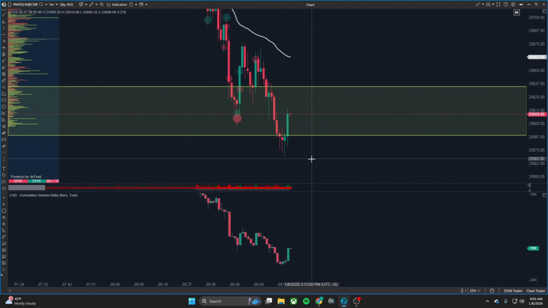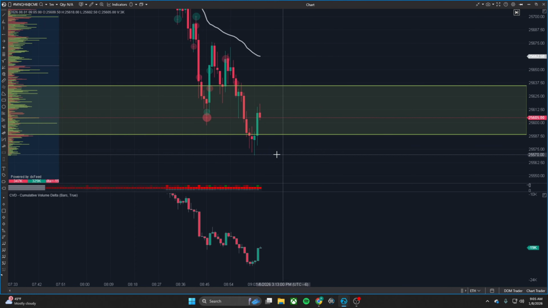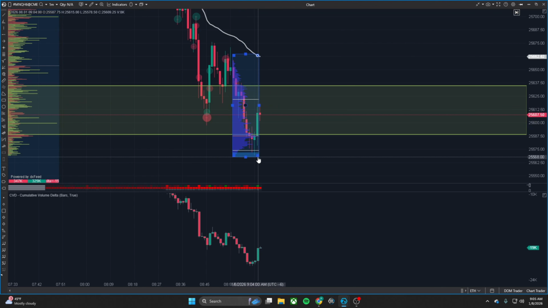We could retest this zone again and see a squeeze maybe, but we don't really see any buyers down here. I'm gonna go ahead and mark out. I'll mark from this swing.